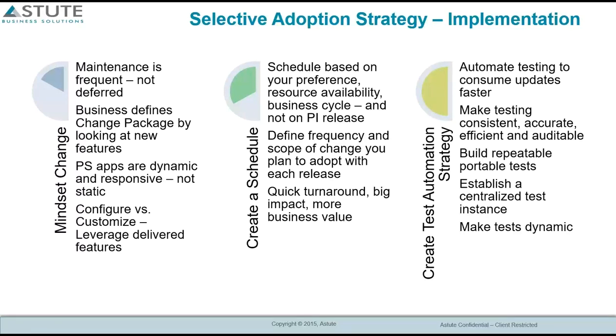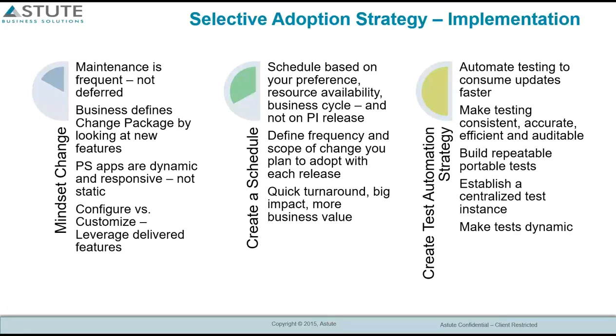So looking at options, when you go to 9.2 and Tools 8.55, are there ways to configure some of these things as opposed to customizing it? Can we leverage a delivered feature and drop some of these things that we've been carrying around as customizations? That's important to understand. Once you have that set, you move on to creating your own schedule for selective adoption.